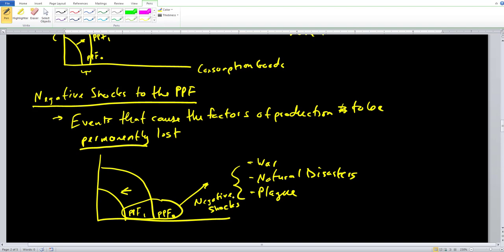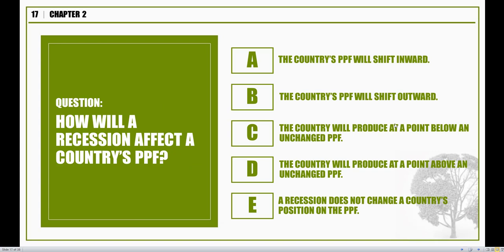Suppose that we get into a recession. So how do you think a recession is going to impact our PPF? That's going to be our next question right here. Answer this question: how will a recession affect a country's PPF? I'll give you guys a little bit of time to think about this. When you take a look at your answer choices, you're probably going to hone in on letter choice A and letter choice C.